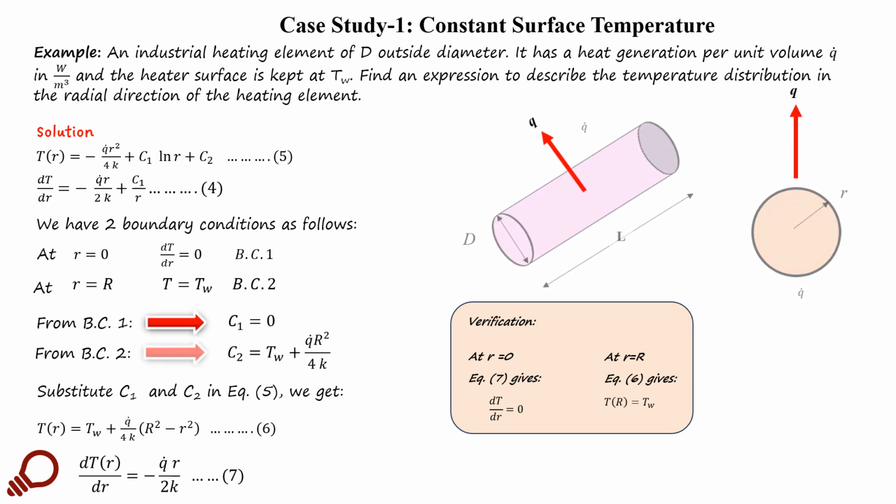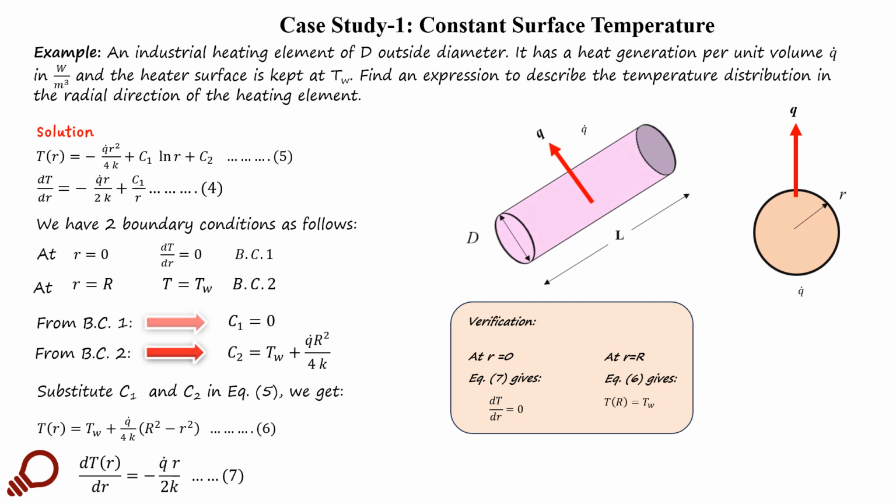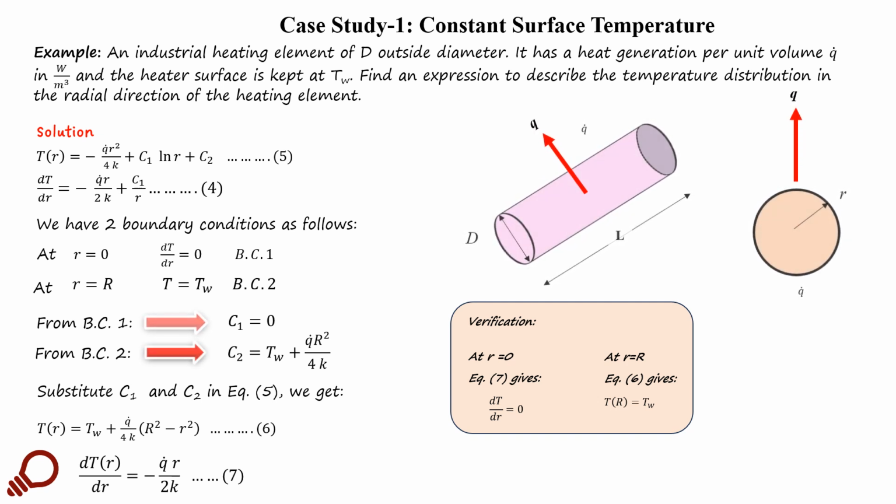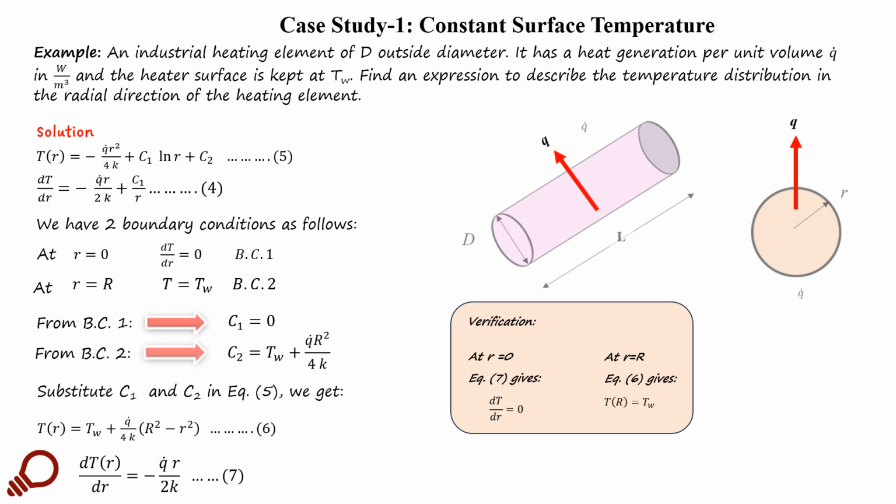And if we substitute at R equal to capital R at the outer surface of the heating element, then we will get T of R equal to T_W. Of course, this is represented by equation number 7, where we can see dT by dr, which represents the temperature gradient in the heating element.